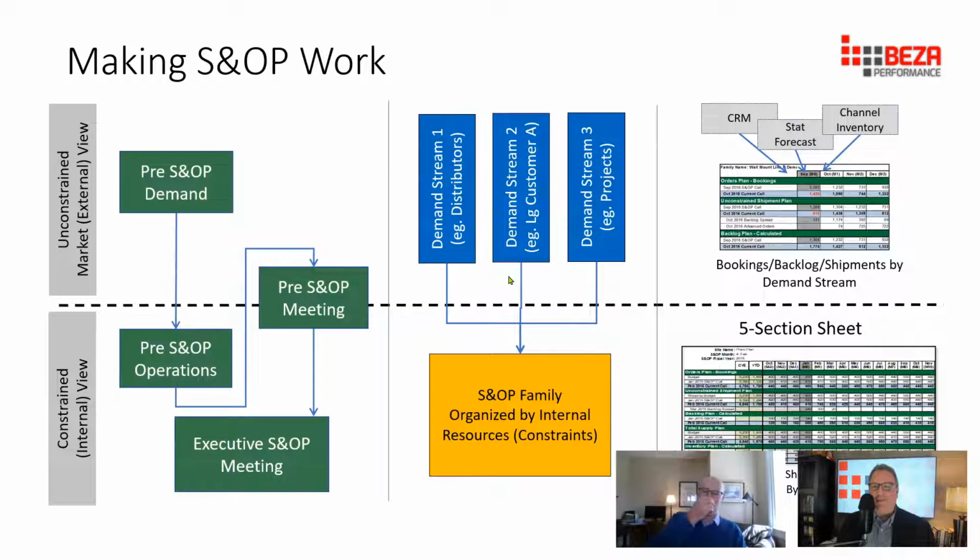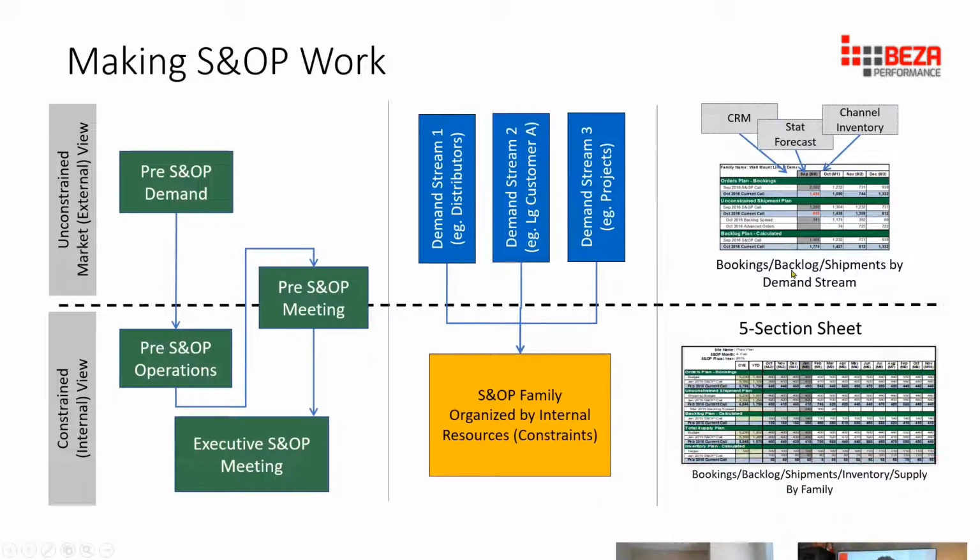So, to tie it all off, and you've already seen this, when we think about the final piece, the 5 section sheet exists at the constraint level. But then we could drill down, and we only showed the shipping view, but there's really the management of my bookings, my backlog into shipments by demand stream.